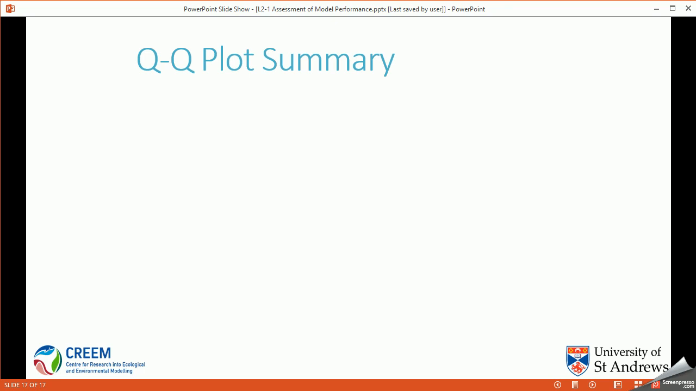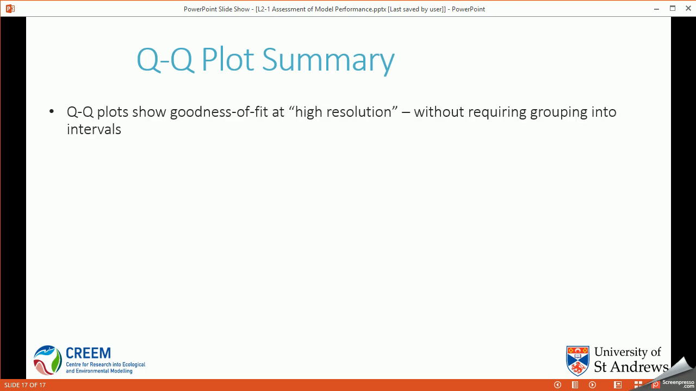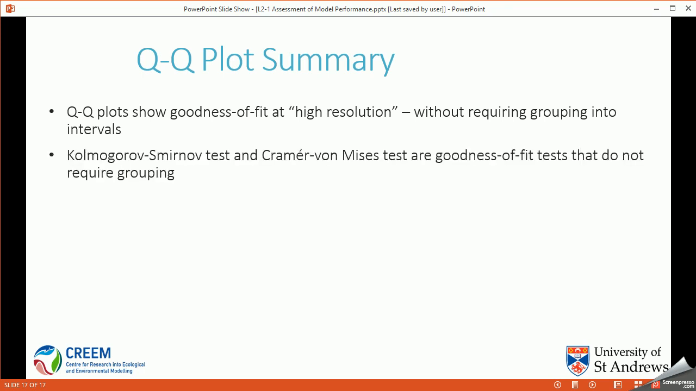So a quick summary of the QQ plot. What it does is it gives us a goodness of fit picture at high resolution, being at the highest possible resolution, that of exact distances, as opposed to the chi-squared test, which is a resolution only of your intervals, your distance bins, however wide they are. So if you have exact data, better to use QQ plots and associated tests than to do chi-squared tests.